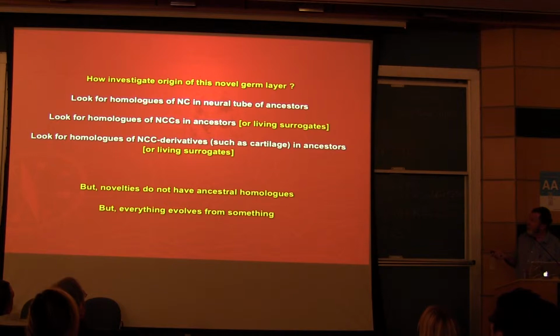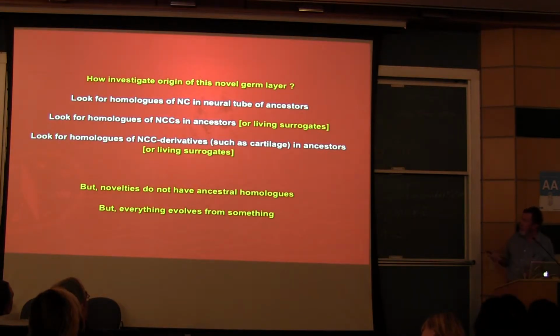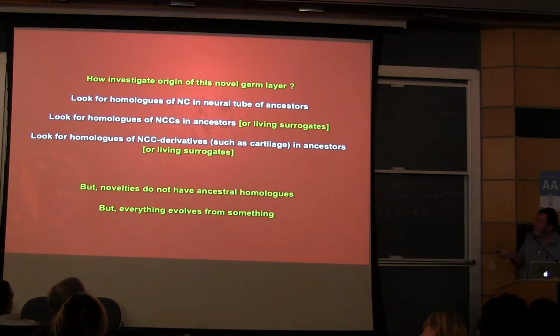You look for homologs of the neural crest in the neural tube of ancestors, so you look for something like a neural fold. Or you look for homologs of neural crest cells in ancestors. But if this is a novelty, you're not supposed to be able to find anything in the ancestor that looks as if it would be part of the structure. Or you could look for homologs of neural crest derivatives, like cartilage, in the ancestor.